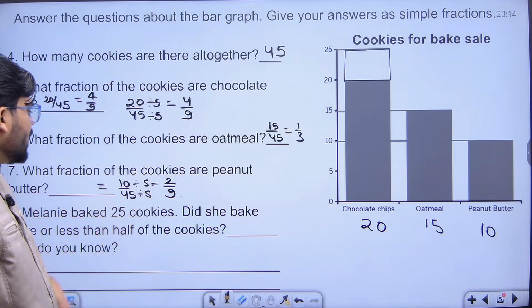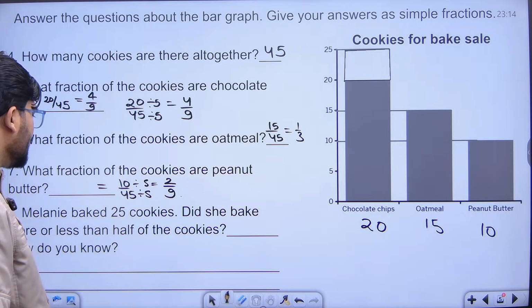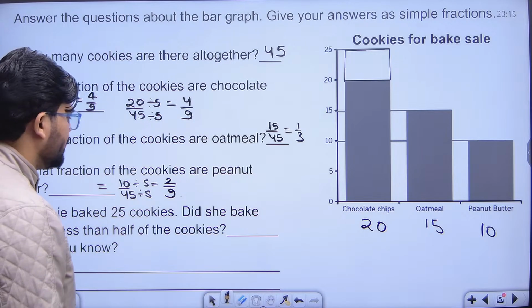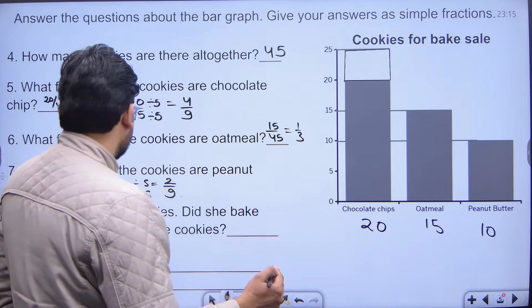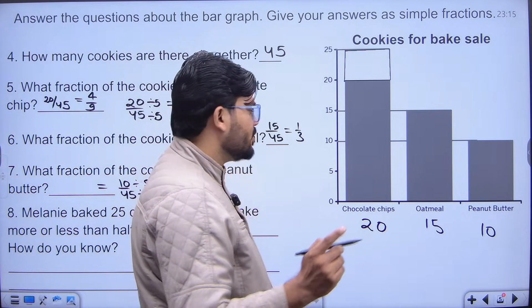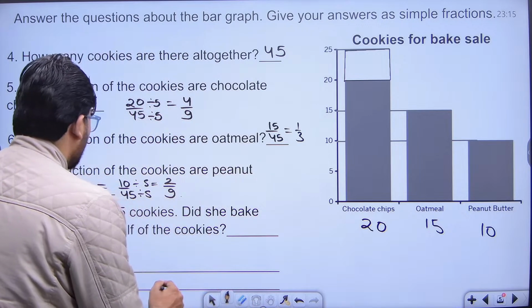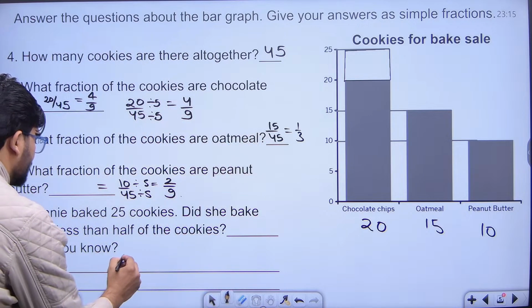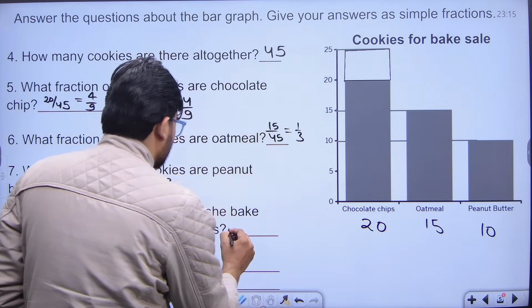Melanie baked 25 cookies. Did she bake more or less than half of the cookies? So she baked more than. Why? First of all, we will find what is half of the total cookies. So the answer is more.